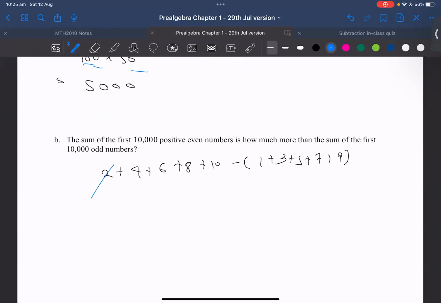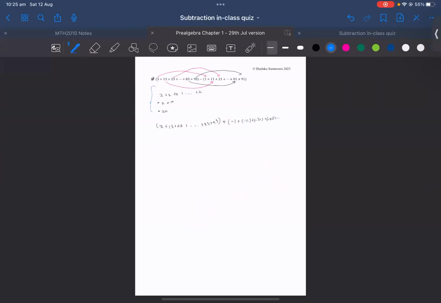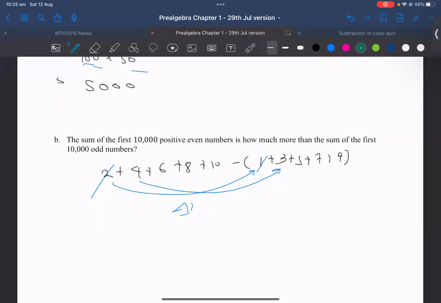2 minus 1 is 1. 4 minus 3, 1. 6 minus 5, 1. 8 minus 7, 1. 10 minus 9, 1. How many pairs of 1s do you have? 1, 2, 3, 4, 5 pairs of 1s. So the difference between the first 5 evens and the first 5 odds is 5, because there are 5 pairs of 1s. The difference for the first 10 is going to be 10 too, because the idea extends, right?